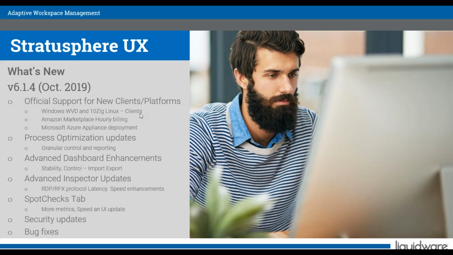Not to mention as well, our licensing technology back around the middle or beginning of this year for ProfileUnity and Stratosphere both, we now support concurrent user models. So named user, concurrent user in the Amazon Marketplace, even down to the hourly billing for a user. 6.14 just released as well.